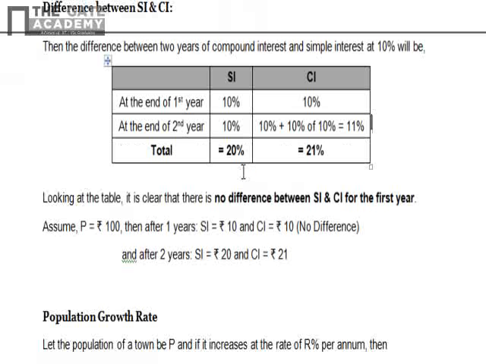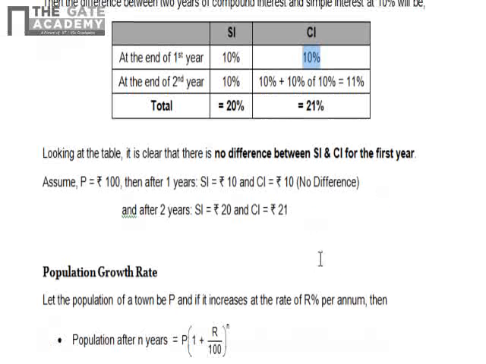But after that, for the second year, in the case of simple interest, again the rate of interest will be 10, then the amount will become 120. But in compound interest, you have to calculate the interest on that 10 also. That means you will calculate 10% on 110 rupees, that is 11. Then the final amount will become 121. So in the case of simple interest, you are paying 20 rupees as interest for the 2 years, but in the case of compound interest, you are paying 21 rupees interest for the 2 years.